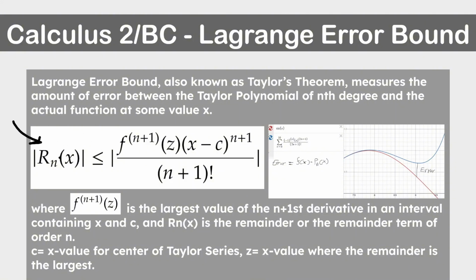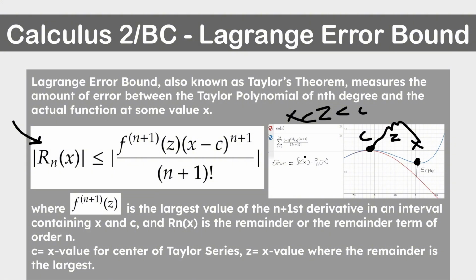Essentially, it says that the remainder at some value x is less than or equal to the nth plus first derivative at some value z, where z is in the interval between x and c. So imagine you have your center and you have your x over here, for example. Your z will be over here, and it'll just give you the largest value for the nth plus first derivative of x, multiplied by x minus c to the power of n plus 1, divided by n plus 1 factorial. And this is all going to be within an absolute value.